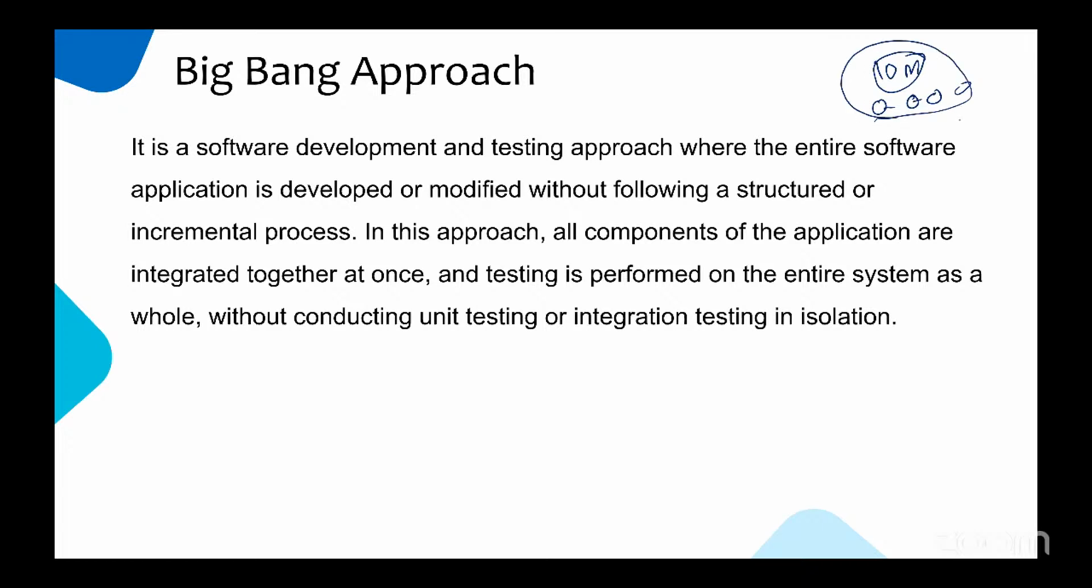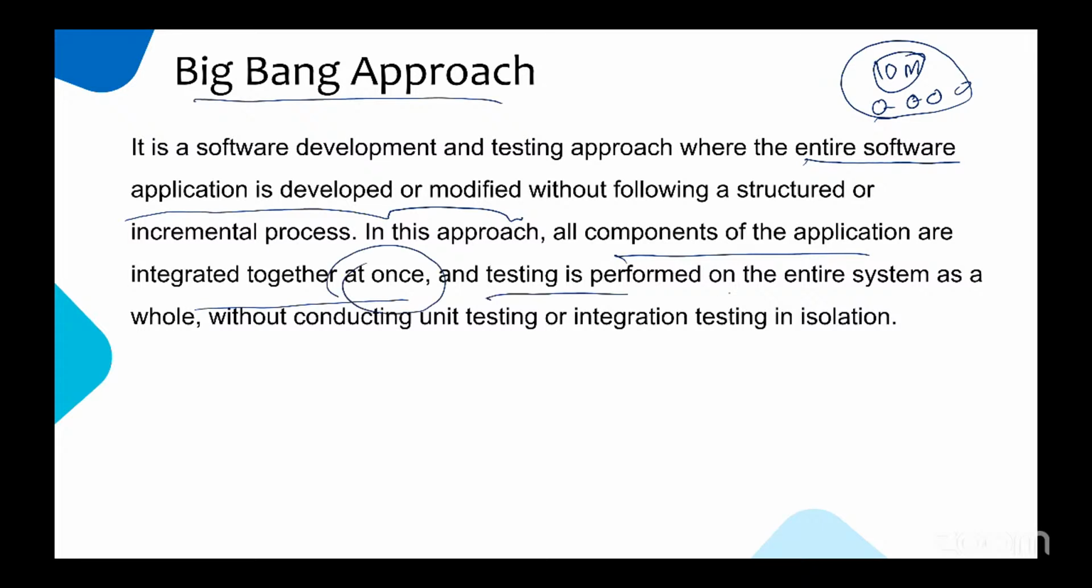After completing all the 10 modules, they give it to the QA team and ask us to test it. So that is the Big Bang approach. It is a software development approach where the entire software application is developed or modified without following a structure. All the components are integrated together at once and testing is performed on the entire system.